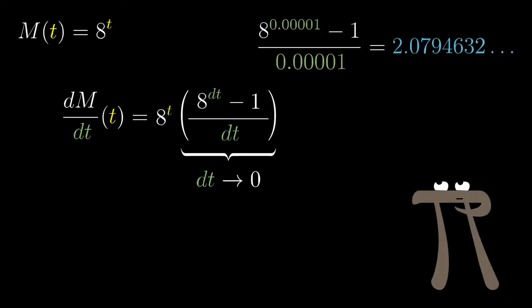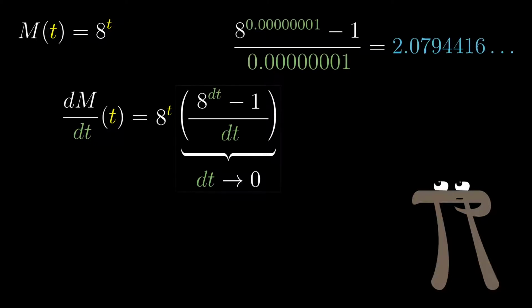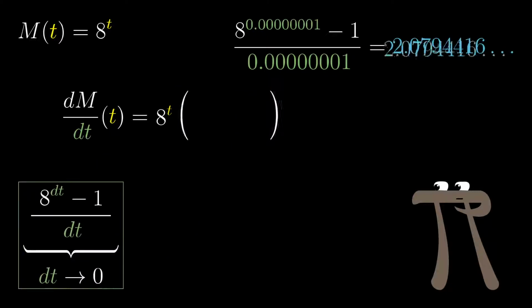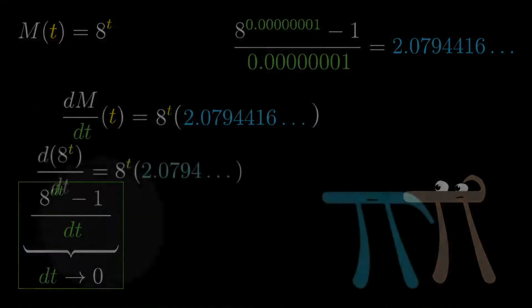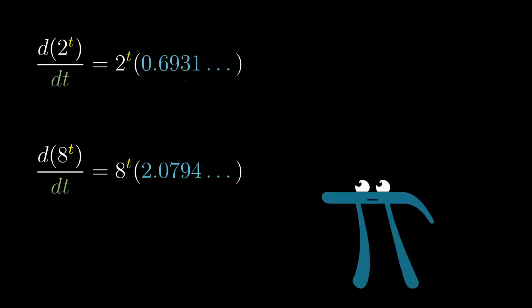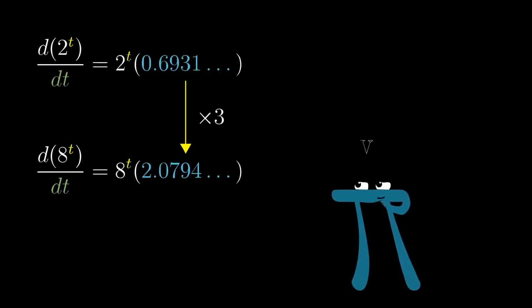For example, if you plug in 8 to the power of a very tiny number, minus 1, and divide by that same tiny number, what you'd find is that the relevant proportionality constant is around 2.079. And maybe, just maybe, you would notice that this number happens to be exactly 3 times the constant associated with the base 2. So these numbers certainly aren't random, there is some kind of pattern. But what is it? What does 2 have to do with the number 0.6931? And what does 8 have to do with the number 2.079?